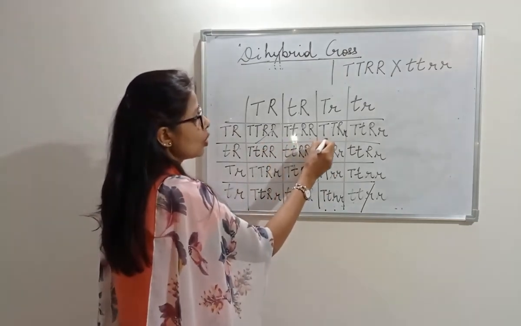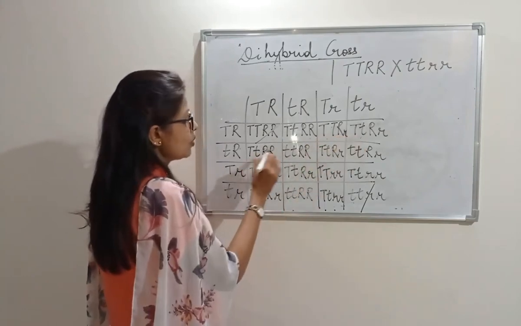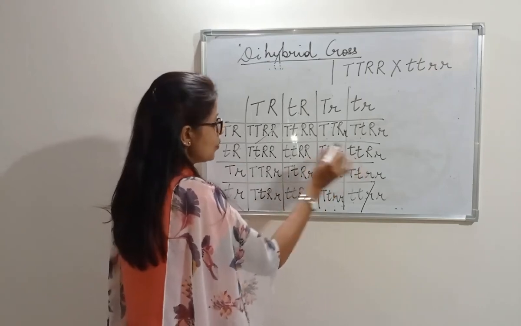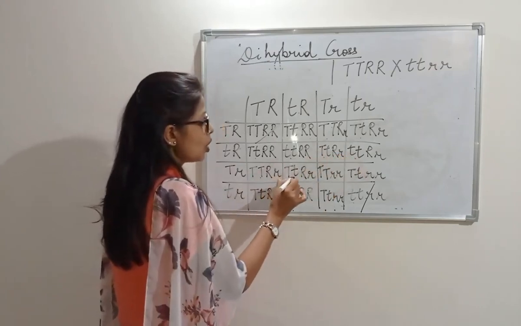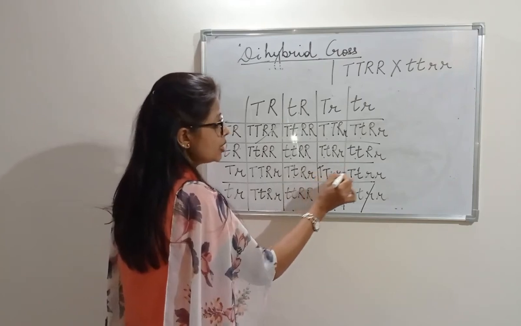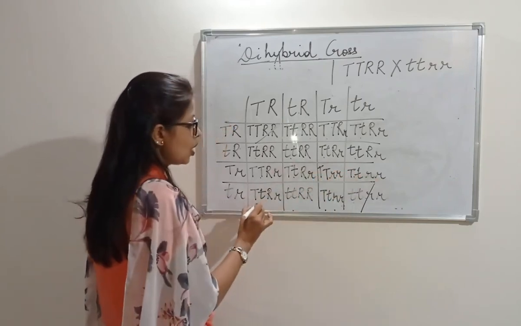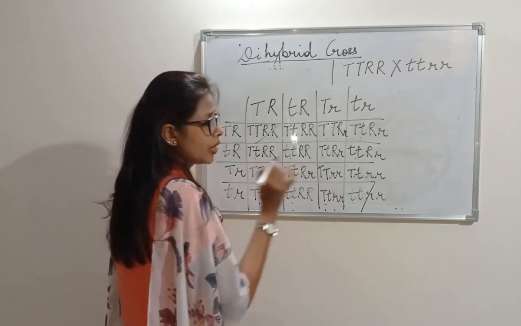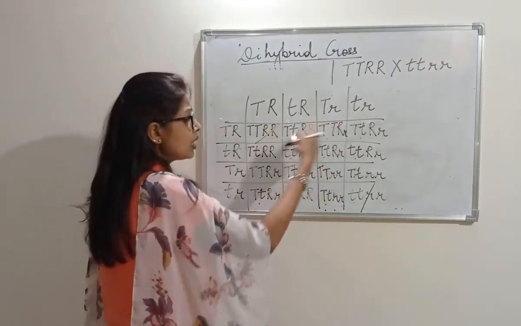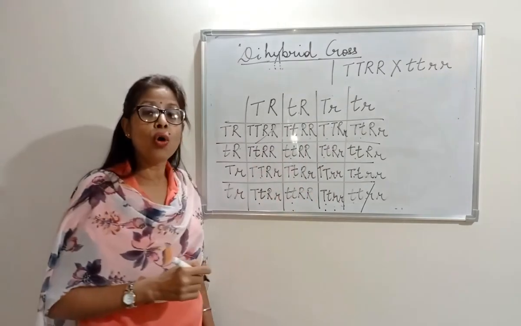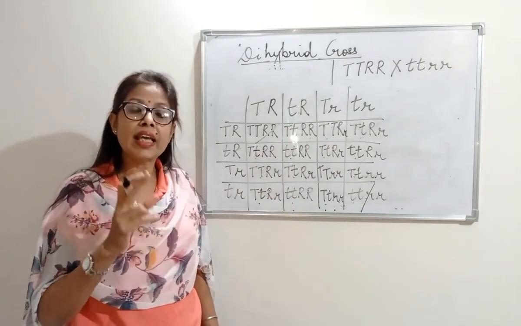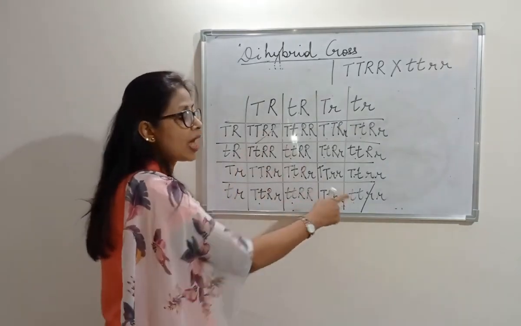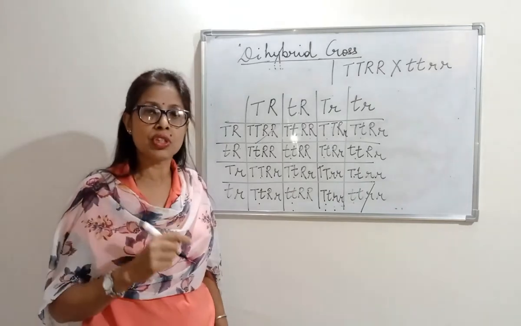Tall and round, tall and round, tall and round, tall and round, dwarf and round, tall and round, dwarf and round, tall and round, tall and round, tall and wrinkled, tall and wrinkled, tall and round, dwarf and round, tall and wrinkled. So the remaining of these are all recombinants, that is, they have characters of both the parents. This is the pure character which they inherited from the original parent.